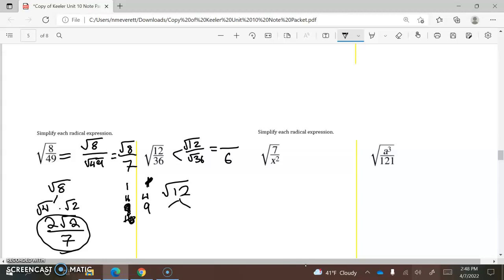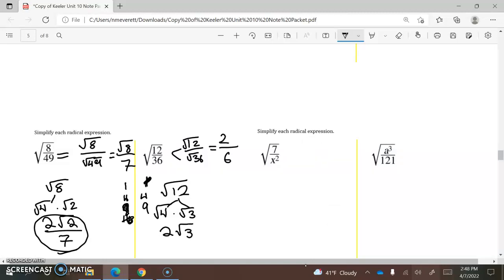Numbers that divide out of 12 is 4. I can split this up as the square root of 4 times the square root of 3. The square root of 4 is 2. The square root of 3 just stays the same, so we're left with square root of 3 times 2 over 6.